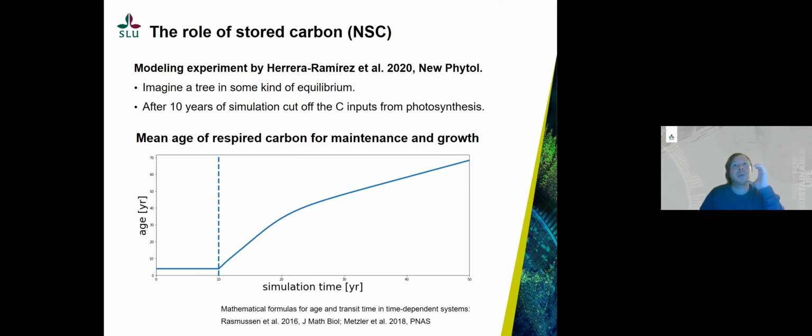There are two ways, as we're seeing here, this mean age of the respiration. So one approach is to compare this mean age of the respired carbon with results from labeling experiments at girdled trees. Or another approach is going through the radiocarbon.